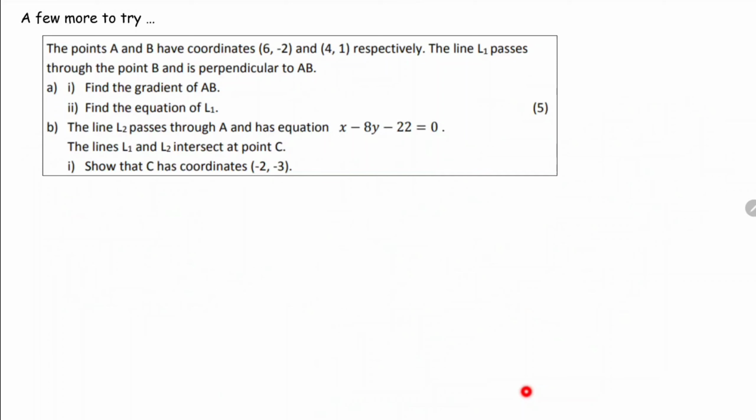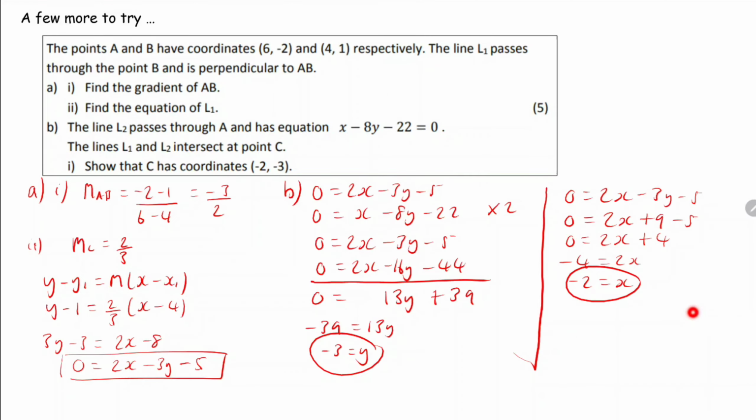Okay, and the third question. Okay, so here's the solution for the third question. Step 1, find the gradient of AB. That gave you minus 3 over 2. Now it tells you that L1 is perpendicular to AB, so therefore the gradient of L is the negative reciprocal, which is 2/3. Now this is the gradient you had to use, but you also had to use point B because it tells you that L1 or L goes through B.